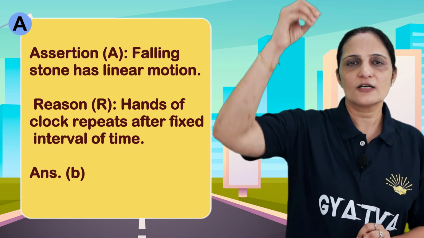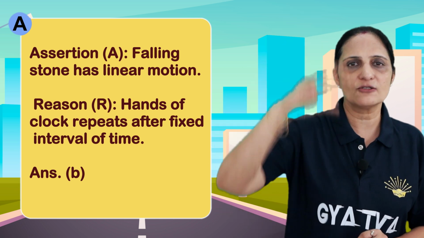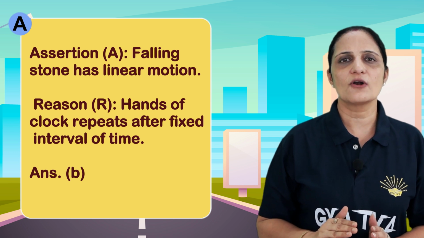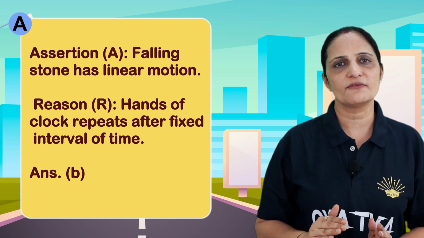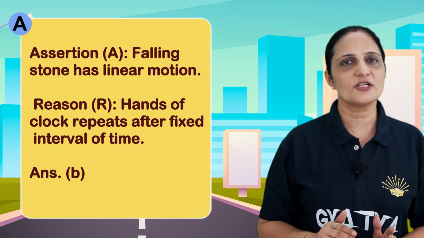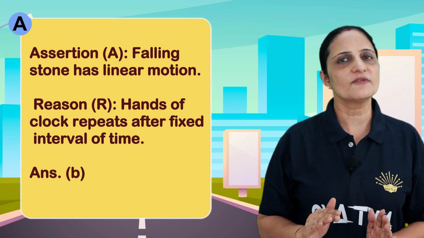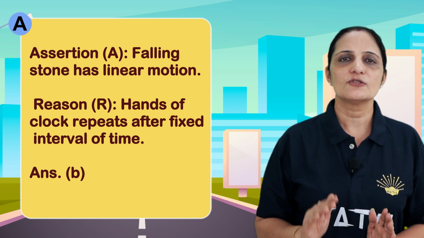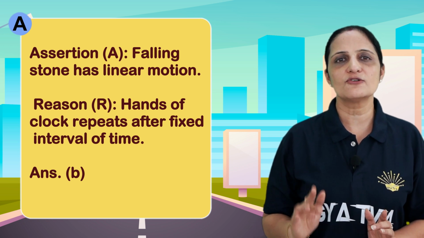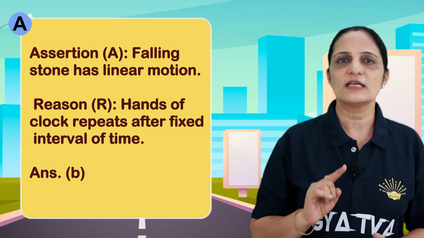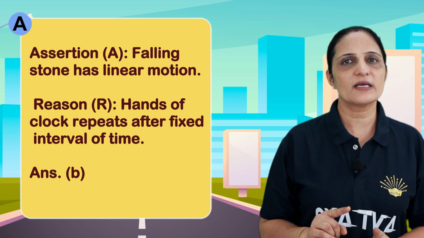Falling stone means a stone which is falling from the roof of a building, coming down. Reason: hands of a clock repeat after a fixed interval of time. See, the assertion is also true, and hands of a clock repeat after a fixed interval of time, that is also true. So both assertion and reason are true, but reason does not give you a correct explanation of assertion. So which option would be correct?